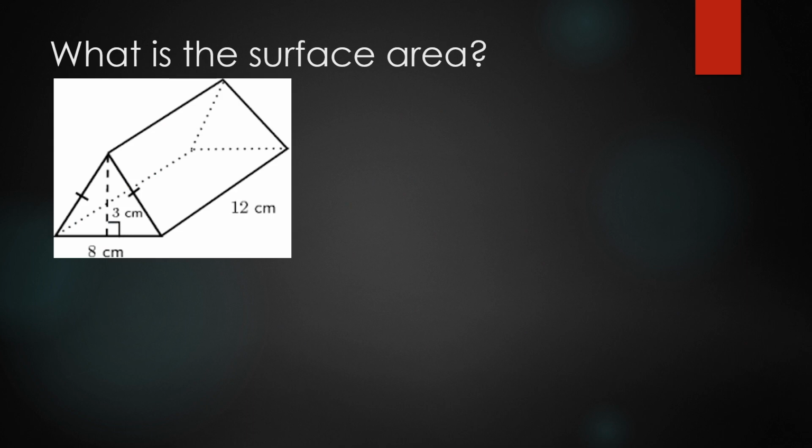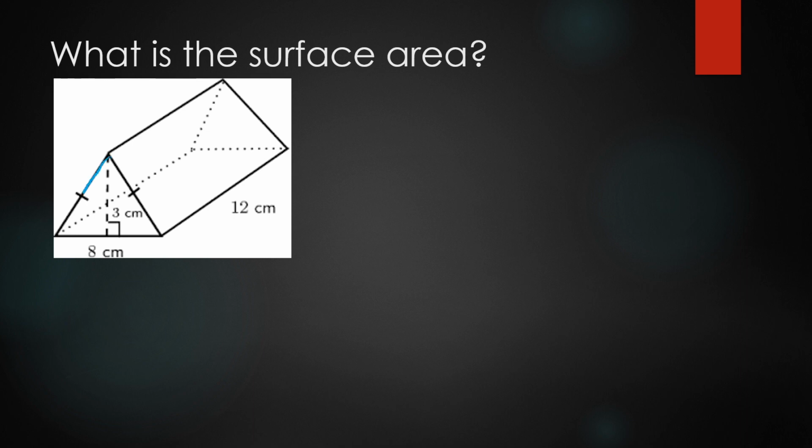Alright, the last shape that you could see, and we'll see some of these in the workbooks, I know the workbooks have at least one like this. So we're going to find the surface area of this triangular prism here. And this one is a little bit different. Let's start by looking at the surfaces. How many surfaces do I have?